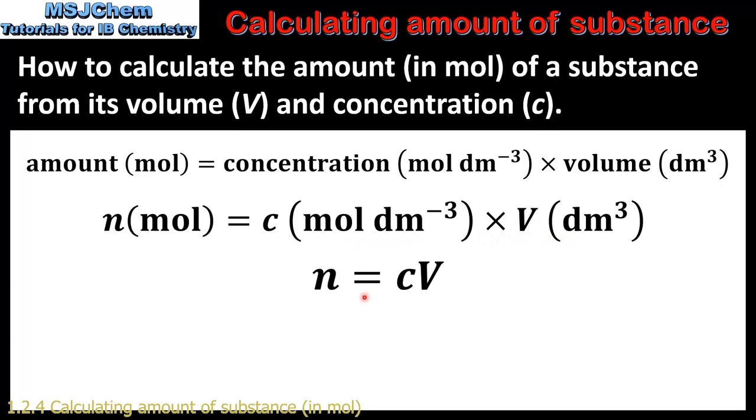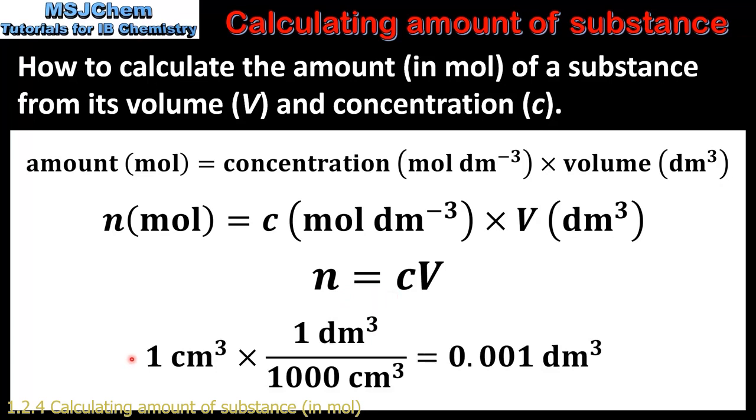Here we have an easy way to remember this equation. n equals cv. Note that the volume in this equation must be in decimeters cubed. To convert between centimeters cubed and decimeters cubed, multiply the volume in centimeters cubed by 1 over 1,000. For example, 1 centimeter cubed is equal to 0.001 decimeters cubed.